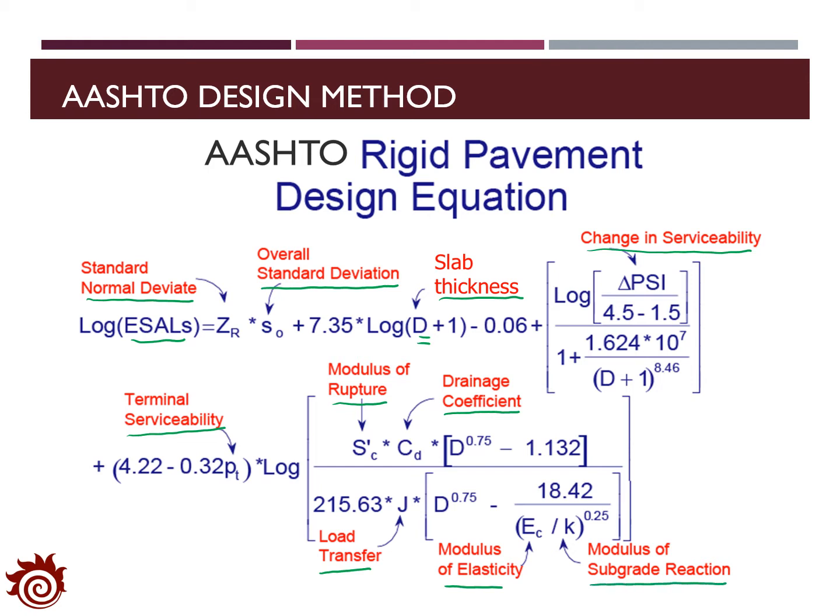Here you can see that there are 3 additional variables we have to introduce for the estimation of the traffic load applied for the rigid pavement. That is modulus of rupture, load transfer coefficient, and modulus of subgrade reaction. We will introduce more details about these 3 variables in the future lectures.